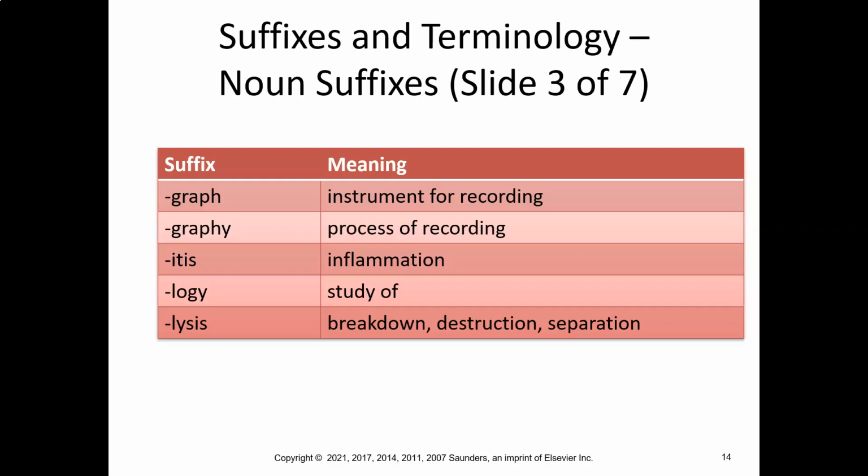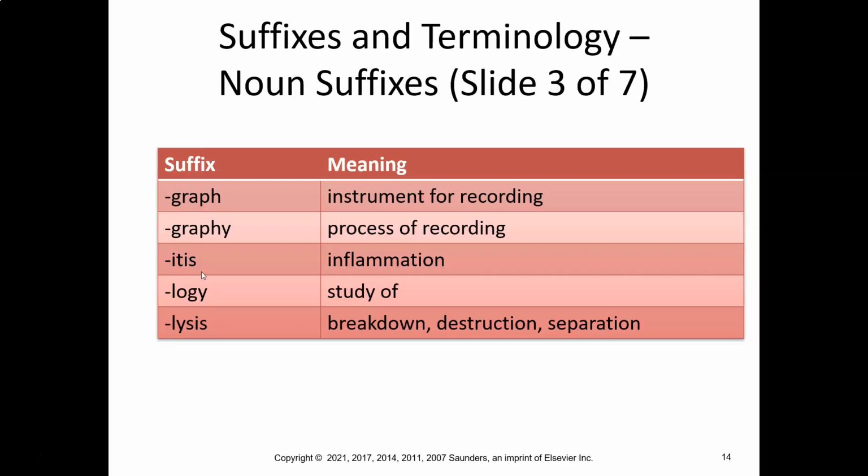Electroencephalography or electroencephalograph. So graphy is the process of recording, but the graph is the actual instrument. Okay. Itis is the itis brothers. We always talk about itis brothers.